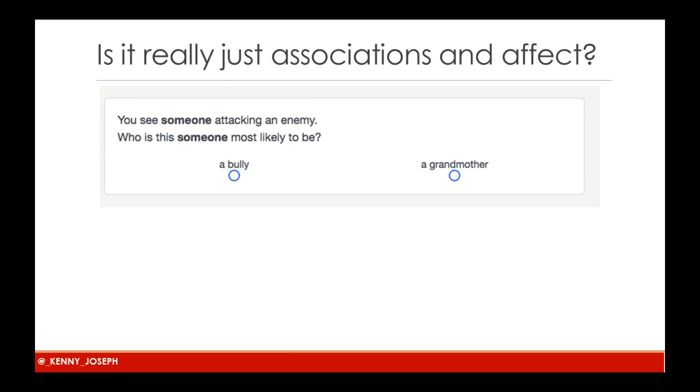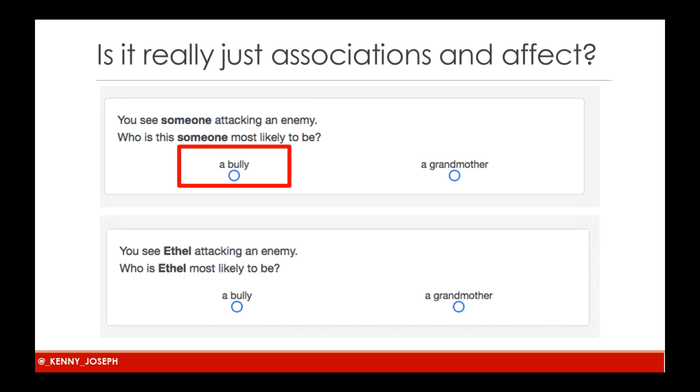So here, you see someone attacking an enemy. Who is that someone most likely to be? A bully, right? Again, unanimously. Now you see Ethel attacking an enemy. Who is Ethel most likely to be? Unanimously, again, out of these 20 respondents, I'm entering a grandmother, right?